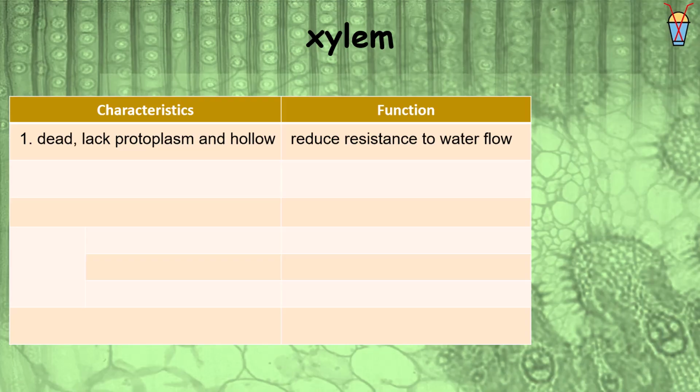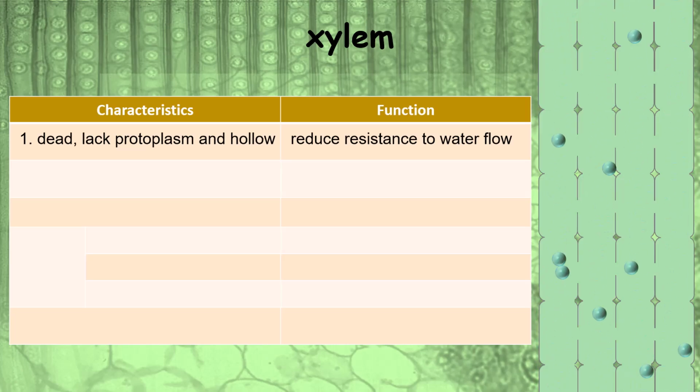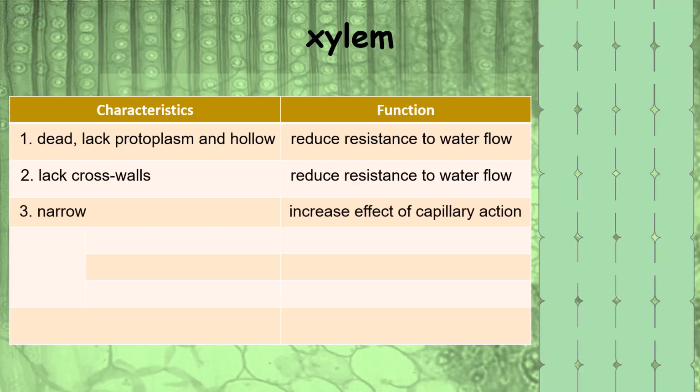It also lacks cross walls. This means that instead of looking all filled up with organelles and surrounded by a cell membrane and cell wall like normal cells, xylem is actually empty as it lacks protoplasm. There are also gaps or holes between the xylem on top and below. These features help to reduce resistance to water flow. Xylem is narrow, which results in an increased effect of capillary action. This is a phenomenon in which a liquid flows up in narrow spaces against gravity.